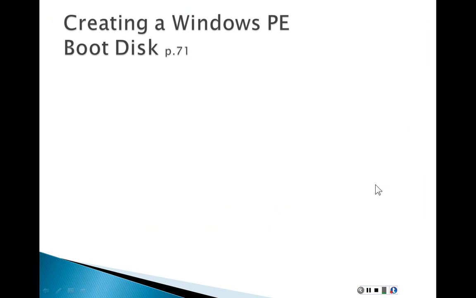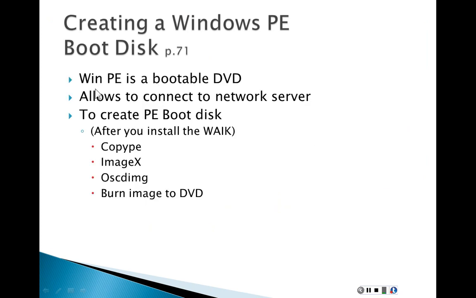To create a Windows PE boot disk, remember, Windows PE is a bootable DVD that allows a workstation to connect to a network server. So to create a Windows PE boot disk, assuming you've already installed the Windows Automated Installation Kit, there are 4 steps. You copy Windows PE, then you copy Imagex, which is used for creating images. You use the operating system CD image file to create the image, and then you burn the image to DVD.